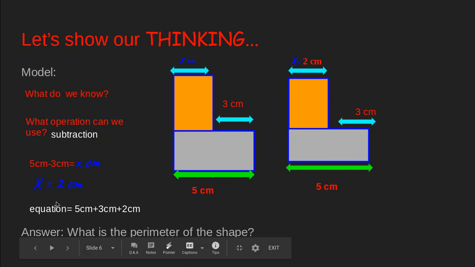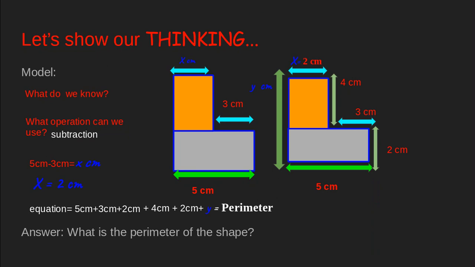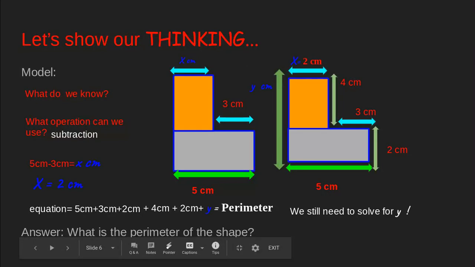Here's part of our equation. Remember that we're still trying to figure out the perimeter of the shape. So now we have these 3 sides with each measurement. We also have this side length here that is 4 centimeters long. This other side length is measuring 2 centimeters long. But we still don't know the value of y. So here is our equation: 4 centimeters plus 2 centimeters plus y centimeters equals perimeter. We still need to solve for y.